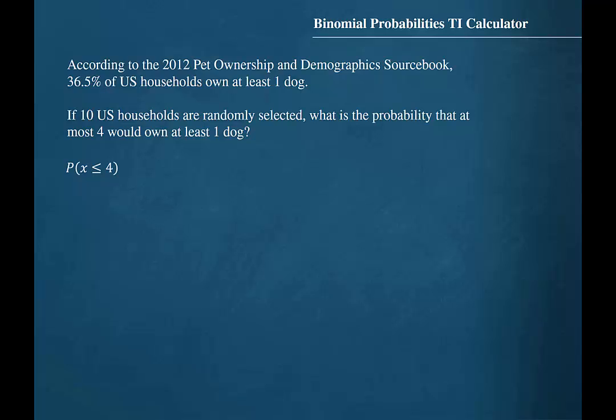The probability that at most 4 would own at least one dog can be written in probability notation as the probability that x would be less than or equal to 4. Since this is a discrete random variable, we can find this probability by adding together the probability of 0 successes, the probability of 1 success, the probability of 2 successes, the probability of 3 successes, and the probability of 4 successes. Fortunately, it is not necessary to calculate each of these probabilities individually.